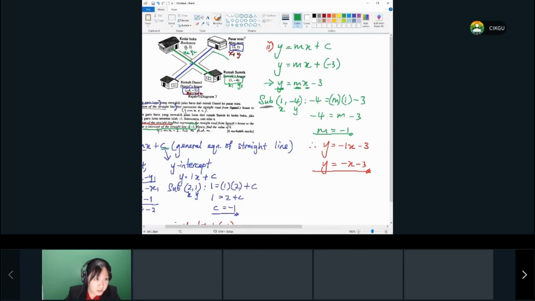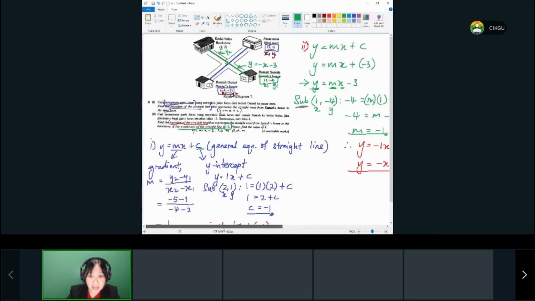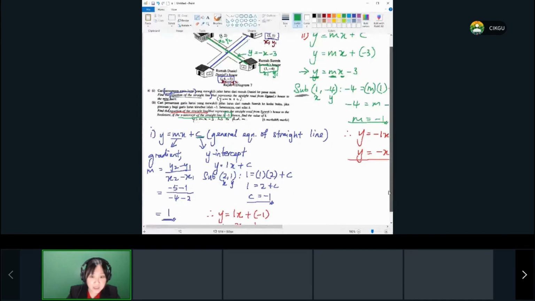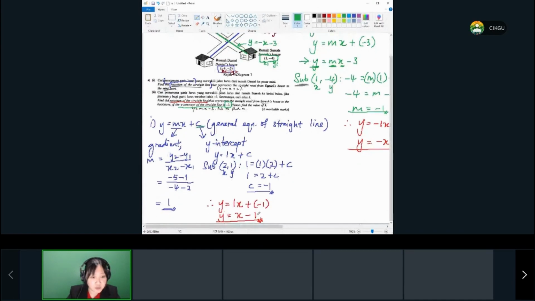So that means, guys, this green line, let me write. Here, the equation of this green line is what we found earlier, y equals -x - 3. Just now the blue line, this was the equation: y equals x - 1. Let me write down here.